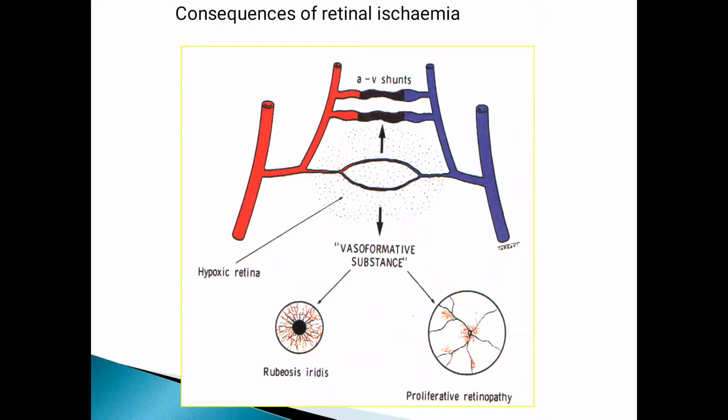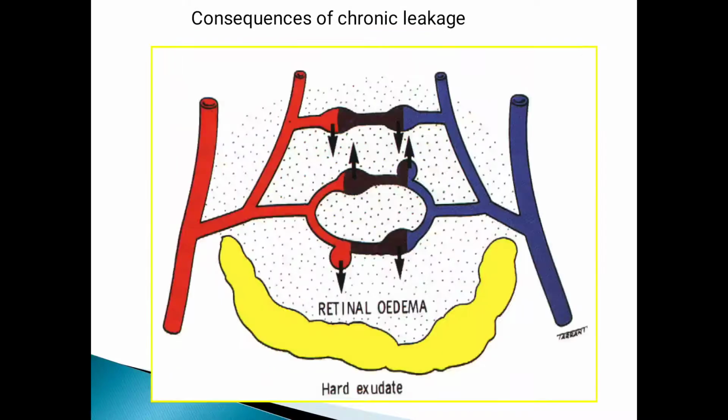New blood vessels are also formed in the iris, leading to iris neovascularization or rubeosis iridis. And because the capillary bed is occluded, abnormal shunts or channels are formed between arterioles and venules. These are called AV shunts.